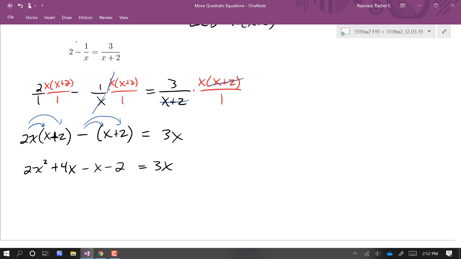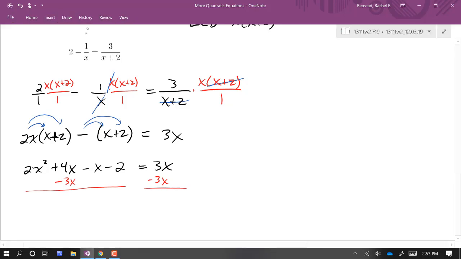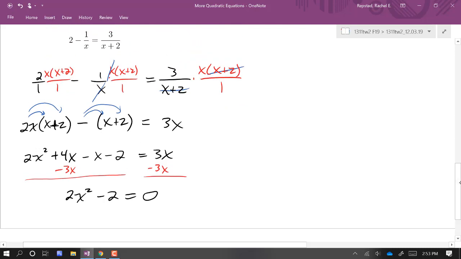So quadratic, the highest power of x is x squared. Let's have it equal 0. Let's subtract 3x from both sides. And as we combine like terms, I think all the x's cancel: 4x minus 3x minus x. So we end up with just 2x squared minus 2 is equal to 0. And solving by factoring would have us factor that left side.